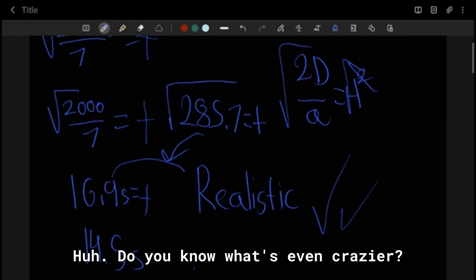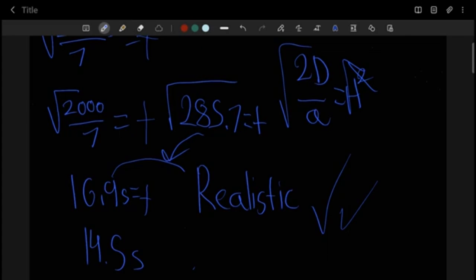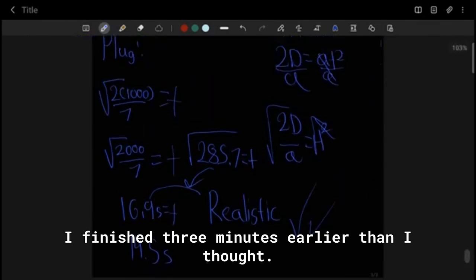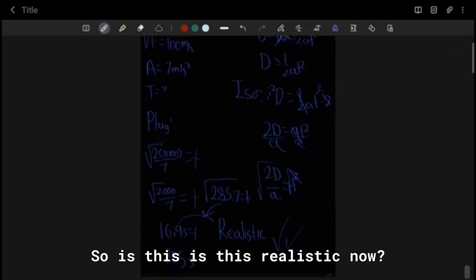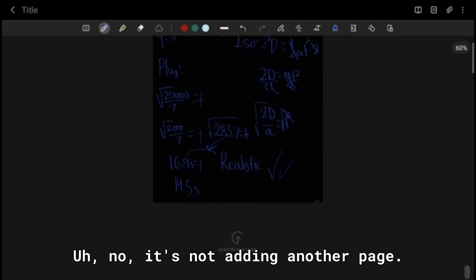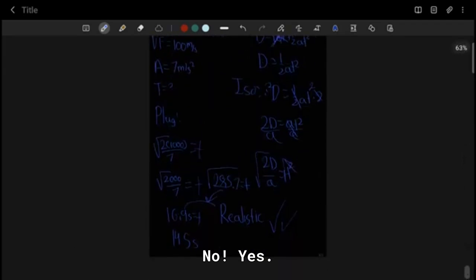Wow, that's crazy, huh? And you know what's even crazier? I finished 3 minutes earlier than I thought. That's very good. So is this realistic? Oh no, it's not adding another page.